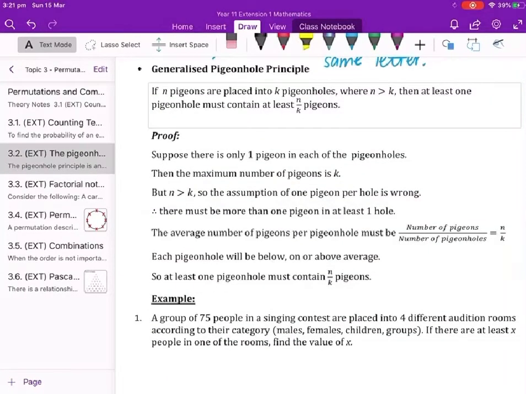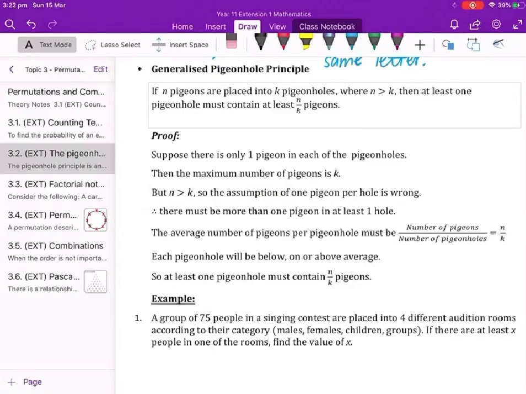For the generalized pigeonhole principle, if n pigeons are placed into k pigeonholes where n is greater than k, then at least one pigeonhole must contain at least n on k pigeons. The proof for the generalized pigeonhole principle is, suppose there is only one pigeon in each of the pigeonholes. Then the maximum number of pigeons is k, but n is greater than k, so the assumption of one pigeon per hole is wrong. Therefore, there must be more than one pigeon in at least one hole.